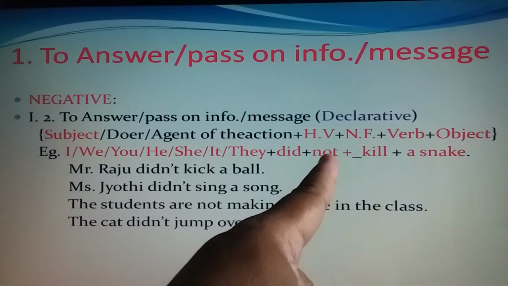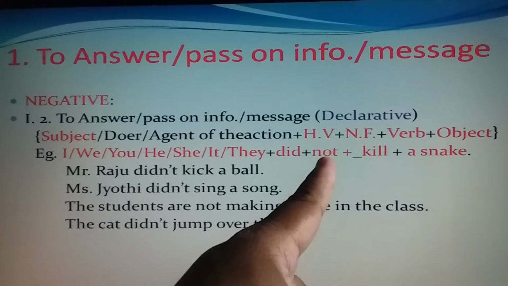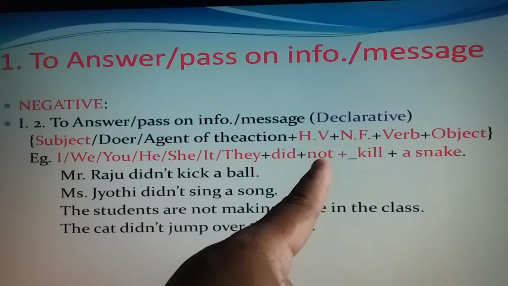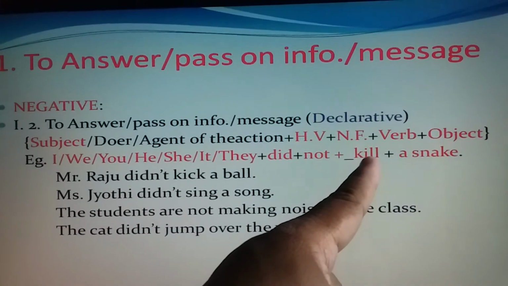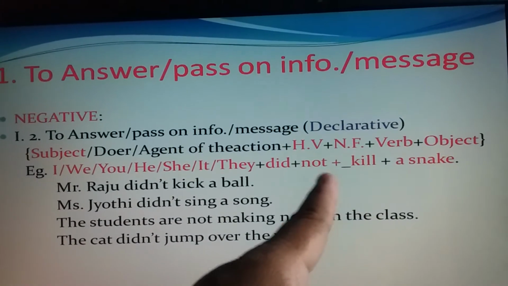Negative form, that is not. There are three negative forms in the sentence: no, not, never. And after that we will take the main verb. Main verb, that is kill. You take the sentence here.